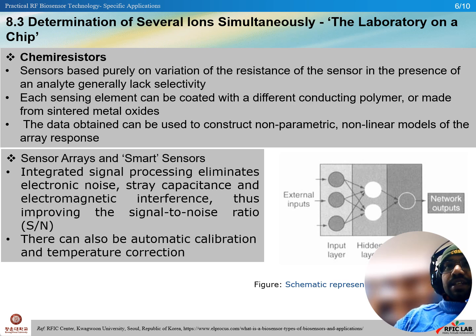Now the sensor array and the smart sensor. Integrated signal processing eliminates electronic noise, stray capacitance and electromagnetic interference, thus improving the signal to noise ratio. They can also provide automatic calibration and temperature correction. On the left hand side we can see the schematic representation.